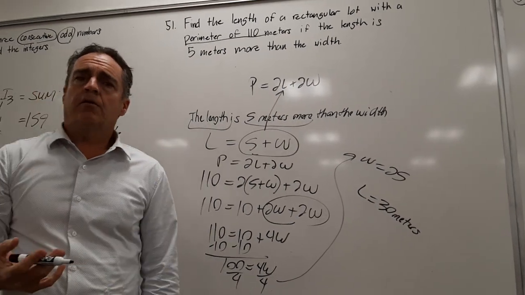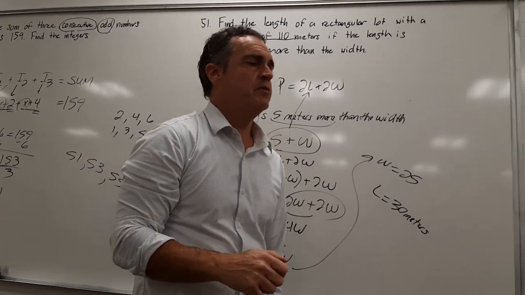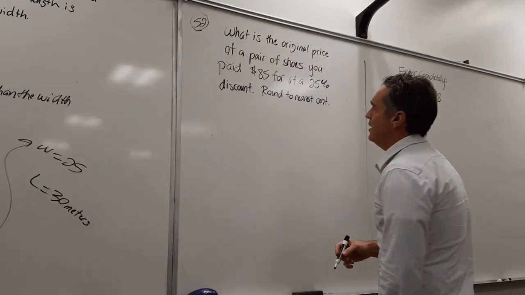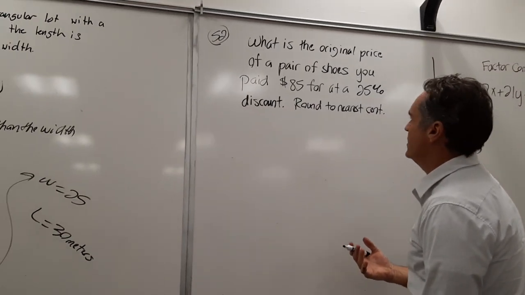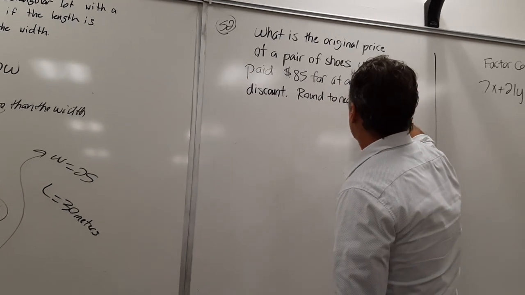So you're preparing for this test and you're reviewing some critical things that we've done in the past. What is the original price of a pair of shoes you paid $85 for at a 25% discount? Round to the nearest cent. Okay, this is a percent problem because of the percent.